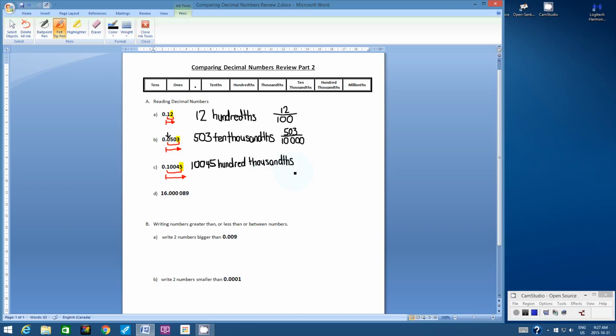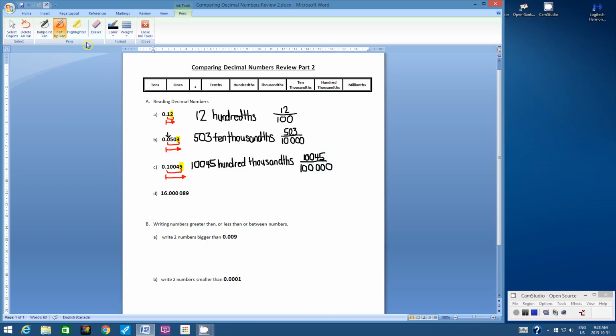All right, how would we write this answer as a fraction? So again, a fraction has two parts, numerator and denominator. The numerator is the number we read after the decimal, 10,045. And then the denominator is simply the place value of the last digit, which is hundred thousandths. So we write in 100,000. All right. So 0.10045 can be read as 10,045 hundred thousandths, or as a fraction 10,045 over 100,000.